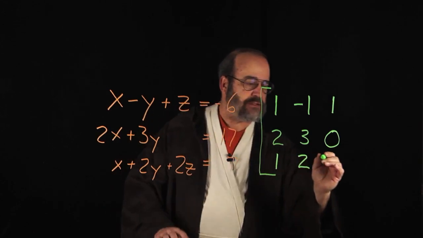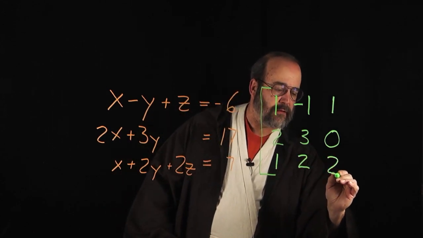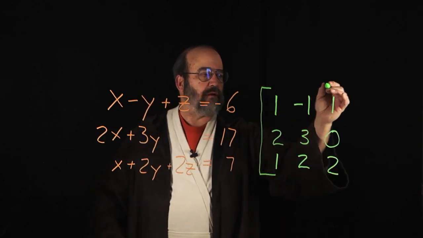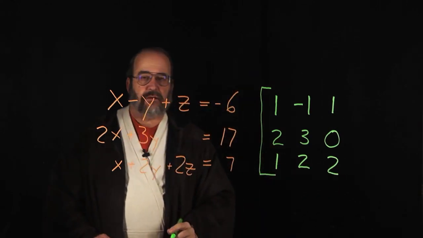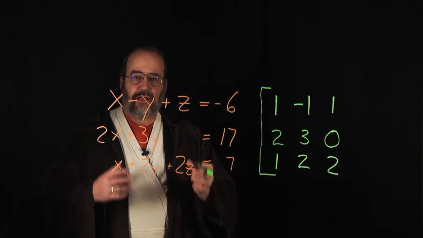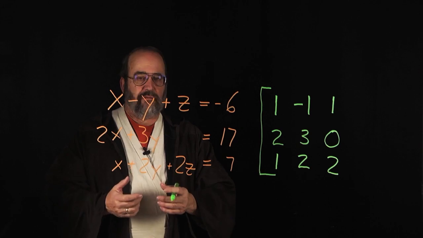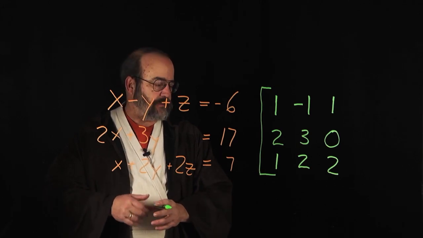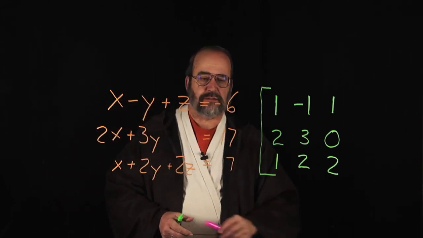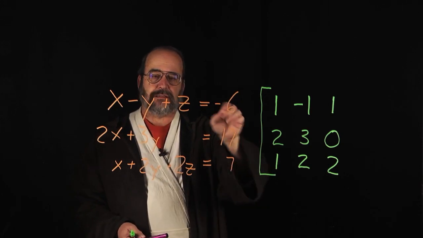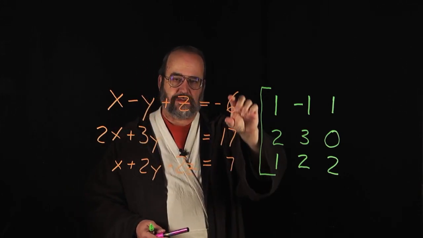And then we have 2 times z. Okay? And then if I were to close off this matrix right now, then I would have what is called the coefficient matrix. But in order to solve a system of equations, we also got to include these guys, because all of this is equal to these over here.